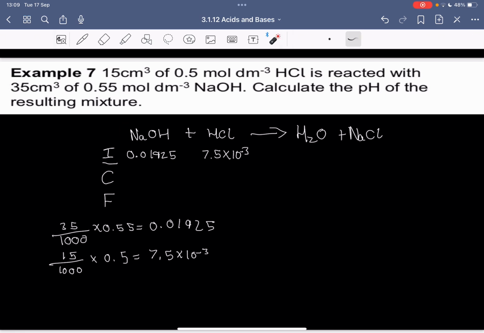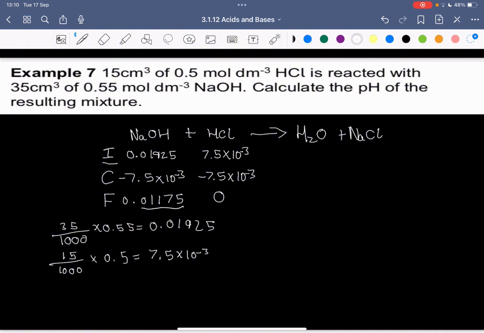Now these react in a 1-to-1 molar ratio. So because of that, you know that since this is the limiting reactant, all of this is going to get used up, okay, the acid. So essentially, you do take away 7.5 times 10 to the minus 3 for both of them. And the reason why you subtract this is because you know by the end of the reaction, you should have 0 moles of HCl because it's the limiting reactant. And these are your final moles.